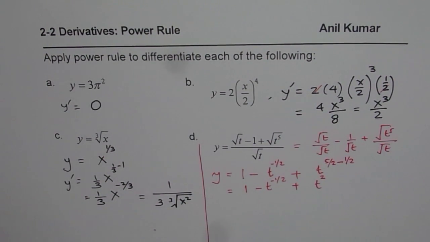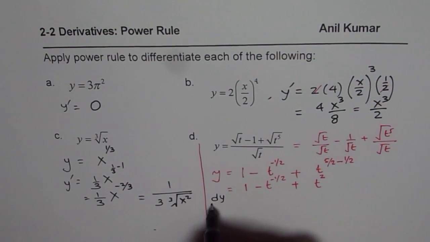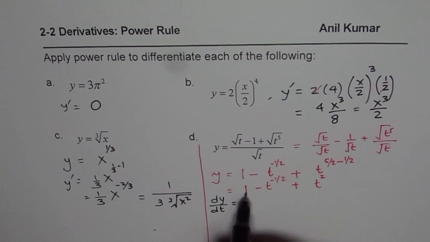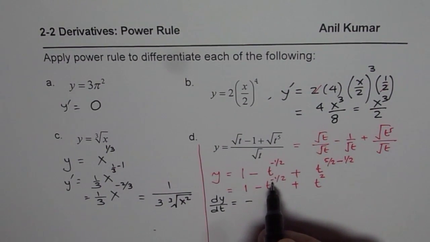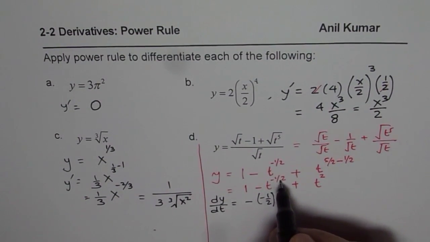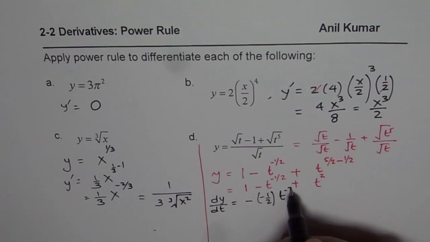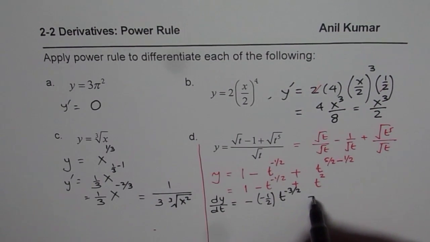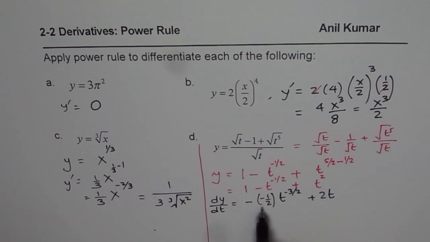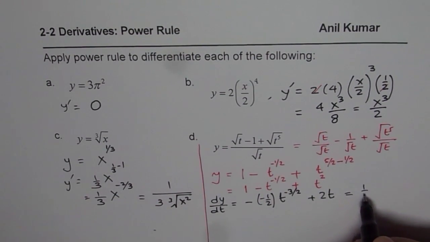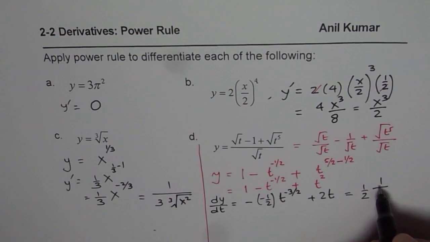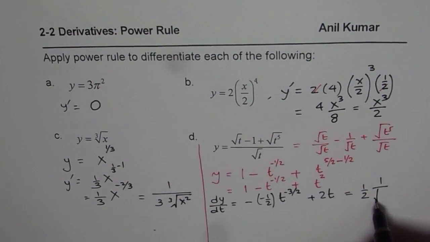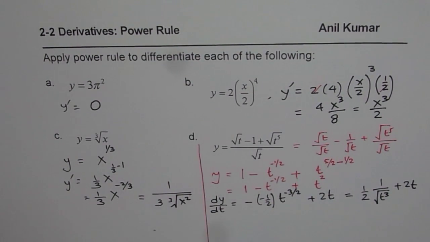Now you can write down the derivative for this function. So you can write dy/dt equals the derivative of 1, which is 0, and here we have minus of minus half, so we have plus half, t to the power of minus half minus 1, which is minus 3 over 2. Do you get it? So that is the derivative, plus 2t. This could be written as 1 over the square root of t cubed, right? This is the way you could write this, plus 2t. Do you see that? So that is the solution of the given expression.